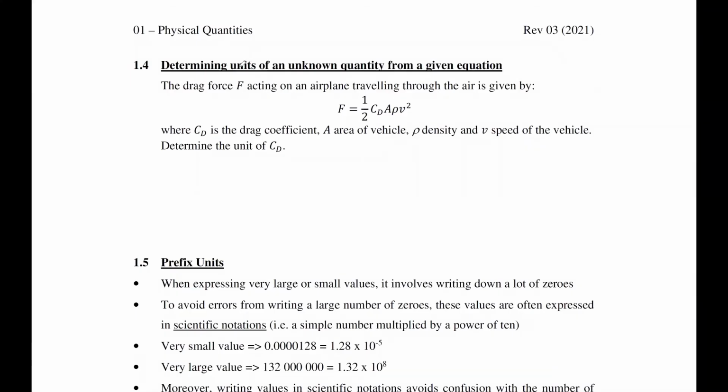In some questions, you will be asked to determine the units of an unknown quantity from a given equation. In the example here, the drag force F acting on an airplane traveling through the air is given by this equation. F is equals to half CD A rho V squared, where CD is the drag coefficient, A is the area of the vehicle, rho is the density, V is the speed of the vehicle. Determine the unit of CD. Now, for questions like this where you need to find the units of a certain quantity, it's often advisable to make that quantity the subject of the equation before you proceed any further.